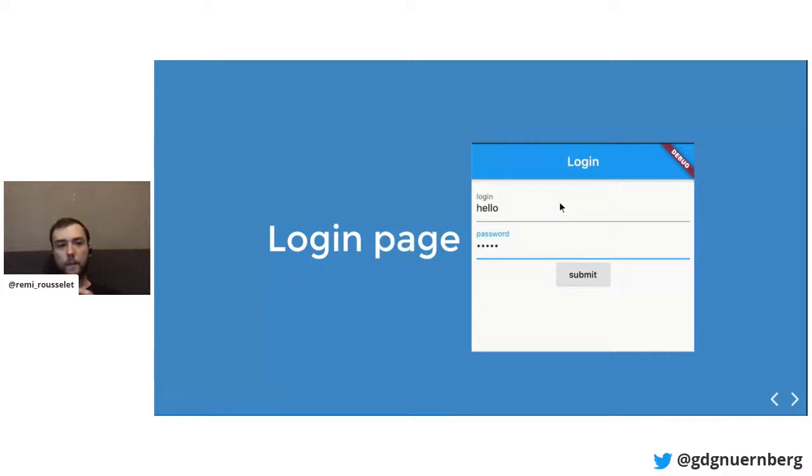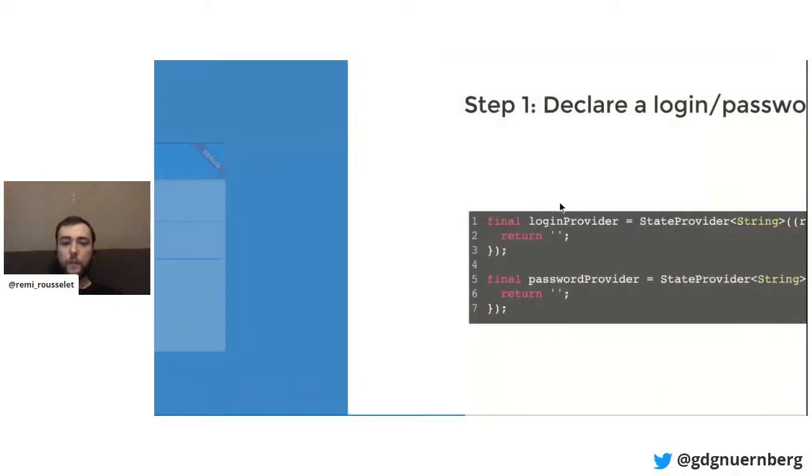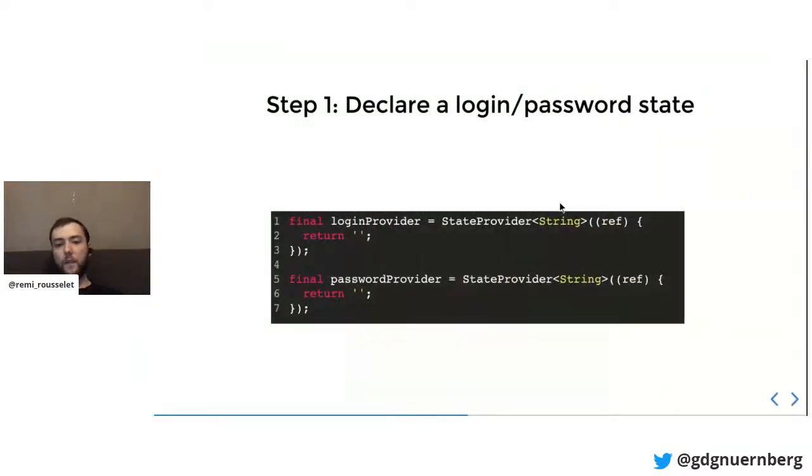Then we can start with a simple login page. We're using the same principles that we saw previously about creating the providers and reading them. And we'll go slightly further. So first, we can declare 2 providers. We can start with a login provider for the username or the email or whatever. Then a password provider to store the password of the user, which are once again StateProviders. But instead of using integers, we're using strings.